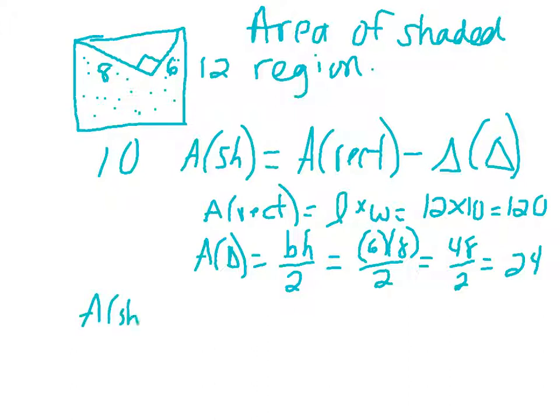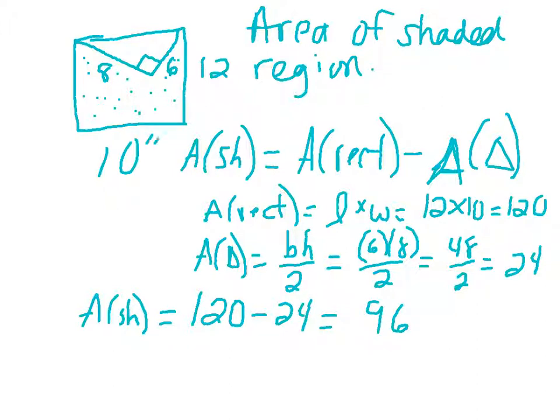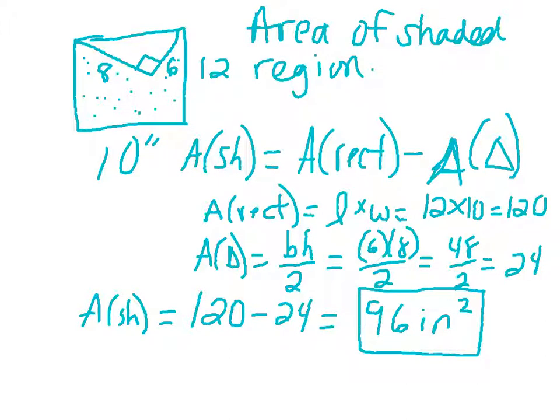Area of the shaded equals area of the rectangle, which is 120, minus the area of the triangle, which is 24. When we subtract those out, that's going to give me 96, and we'll say that we are talking about inches squared. Alright, let's do another one.